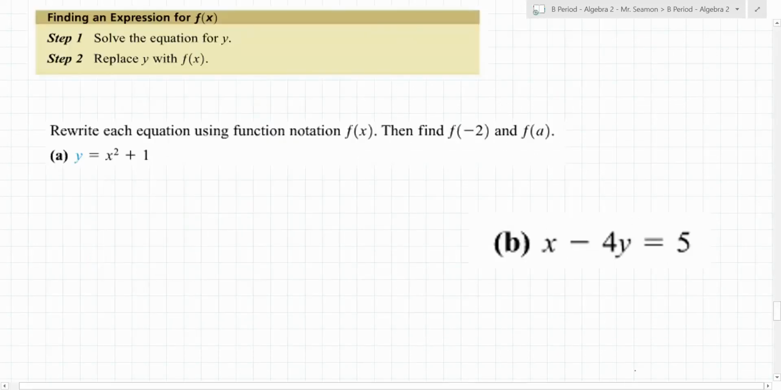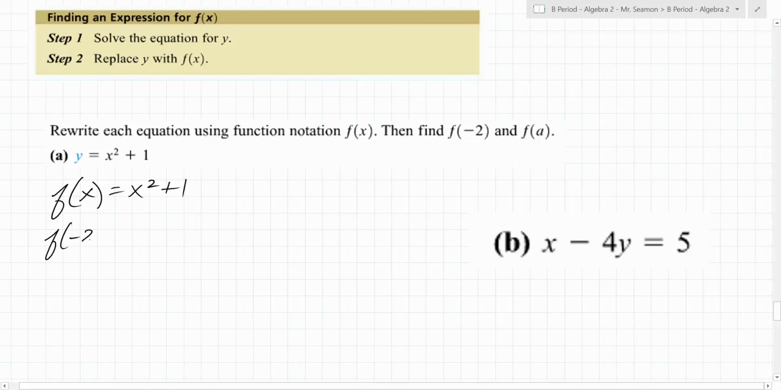So what happens if you get a function in y equals form and you want to put it into function notation? Well, the first thing you need to do is solve the equation for y, and then replace y with f of x. So in this case, if we want to write that one, a, in function notation, first we need to check, is y isolated? It is. So all you need to do is replace y with f of x. It'll be f of x is equal to x squared plus 1. So then what does f of negative 2 equal?